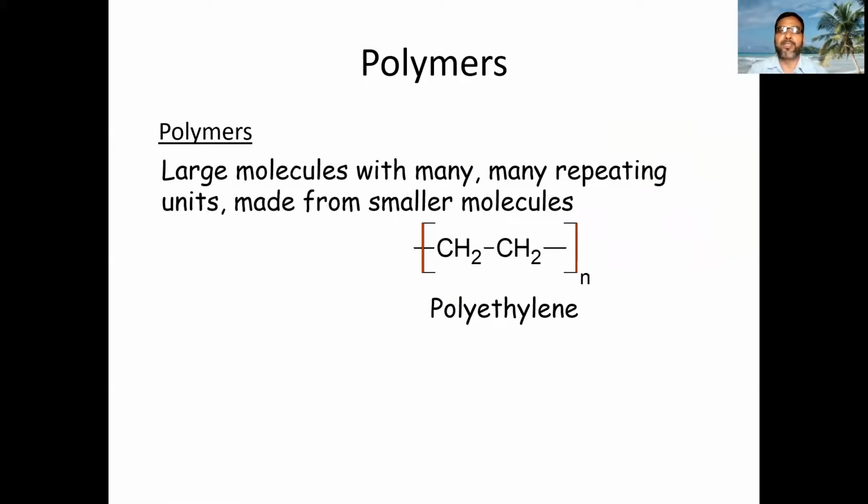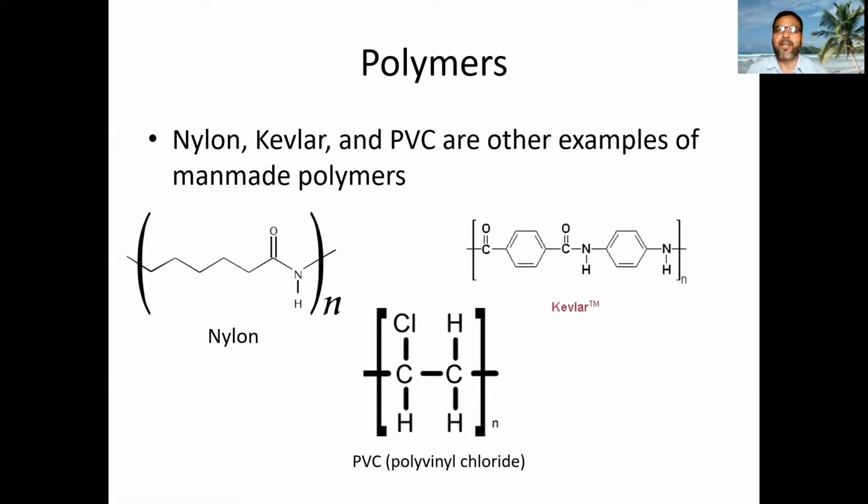Now polymers. You know, my friend, large molecules with many repeating units made up of small molecules. You can see this is the polyethylene. Nylon, Kevlar, and PVC, polyvinyl chloride, are other examples of man-made polymers. You can see the structure of nylon, you can see the structure of Kevlar, and you can see the structure of PVC, polyvinyl chloride.